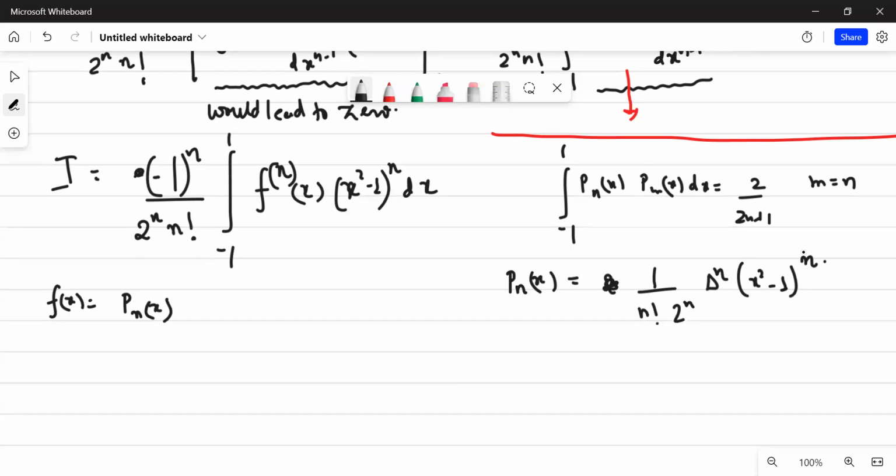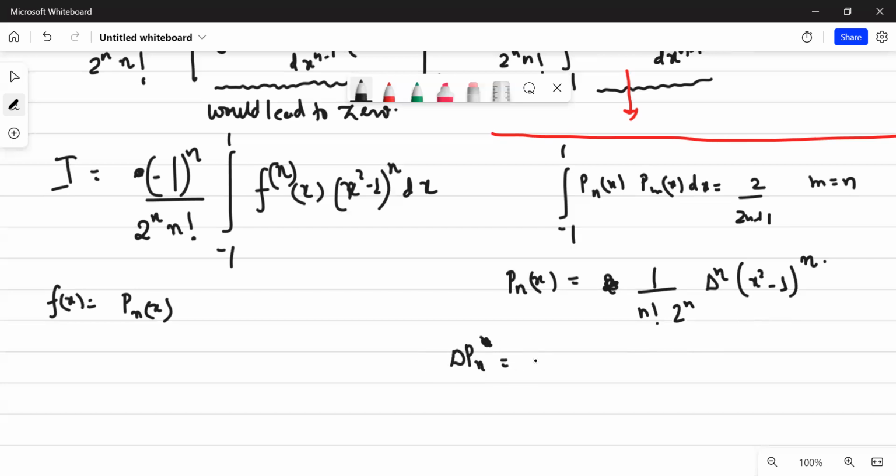Is that clear? If we use our Legendre's polynomial, and I know that my Legendre's polynomial is P_n, and if I want to find the nth derivative of P_n, let us try to find it. So what will be the nth derivative of P_n? Let us try to find it. If I want to find the nth derivative, let us start with finding the first derivative. So what will be the first derivative?